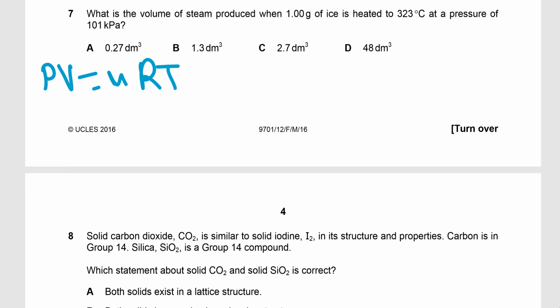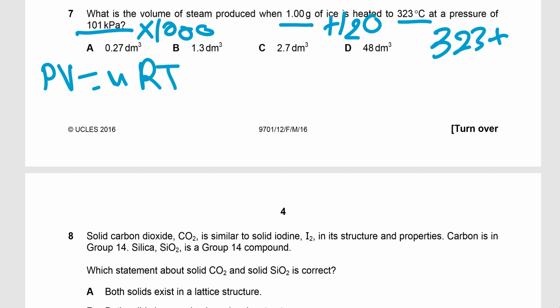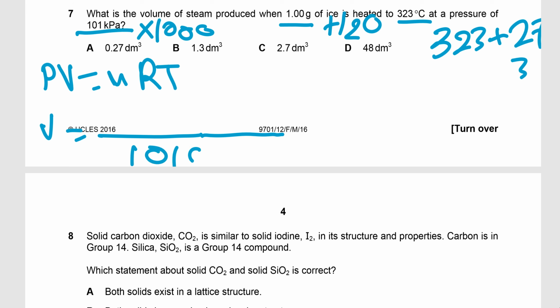Temperature is known, R is constant, 8.314. Number of moles, we can calculate it easily because we have 1 gram, and the ice, it's H2O. Pressure, it's already given, 101 kilopascal, but you need to convert it into Pascal times 1000, and this temperature 323 plus 273. So at once you need to find the volume. So volume equals 0.101 times 1000, this one in Pascal, but we don't need to write it in the equation.